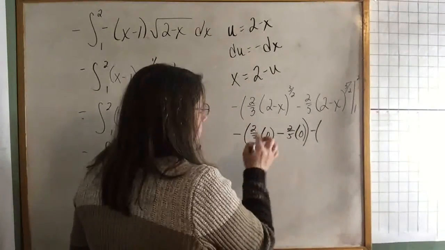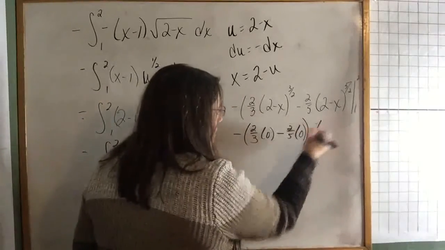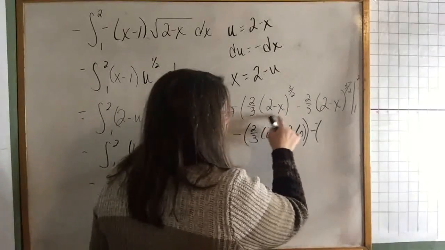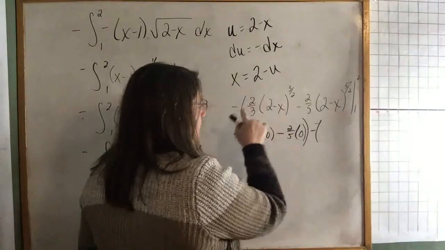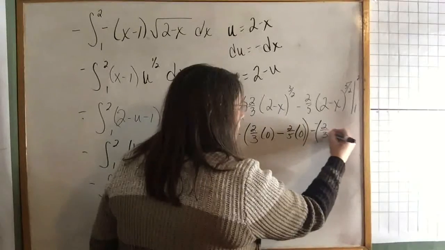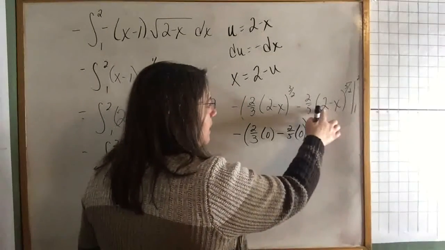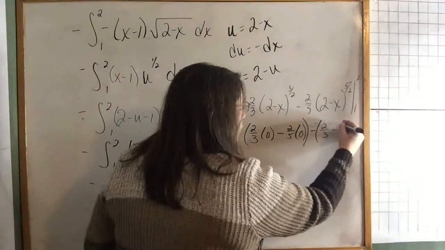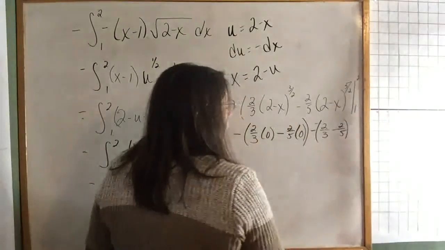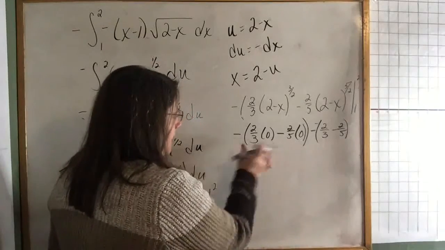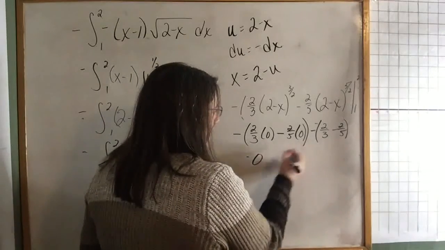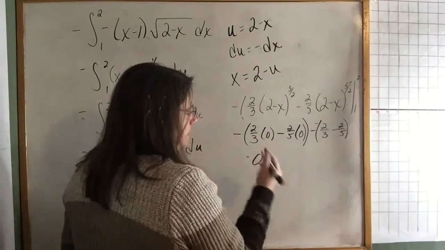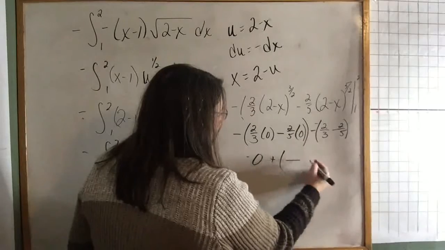Minus, and that's going to be minus a negative. When I plug 1 in, 2 minus 1 is 1. 1 to the 3/2 is 1, and 1 times 2/3 is 2/3. Minus, when I plug 1 in, 1 to the 5/2 is 1. 1 times 2/5 is 2/5. And so I've got a negative 0, which is just 0, plus 2/3 minus 2/5. 15 would be a common denominator.